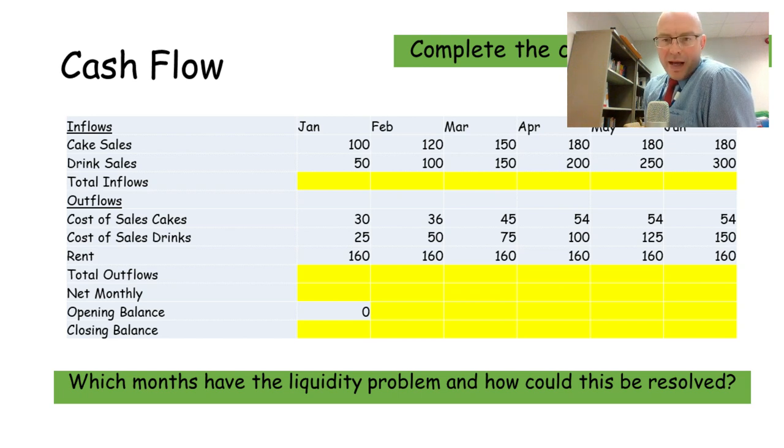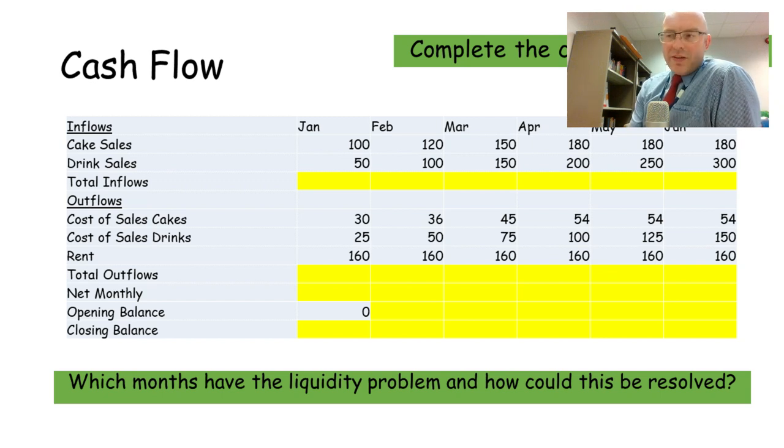Now you're given your opening balance of zero, because the bank account starts with zero in January. To get your closing balance, you do your opening balance plus your net monthly. So in our case in January, zero plus minus 65 means that we finish the month with minus £65 in our bank account. In other words, we are overdrawn, we're using our overdraft. Remember, the closing balance becomes next month's opening balance. So February's opening balance will be minus 65.